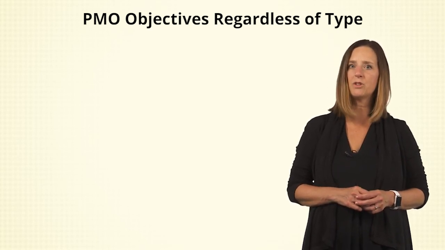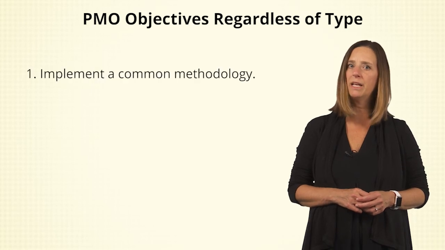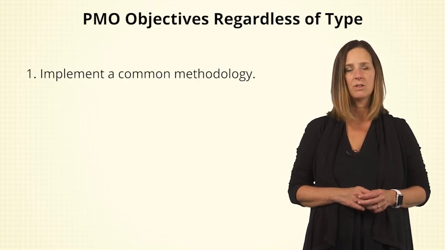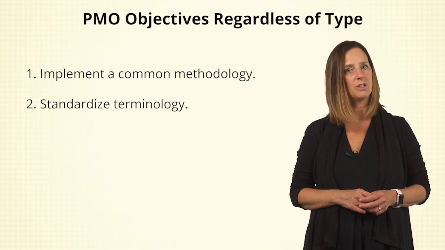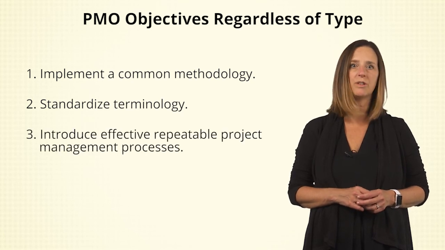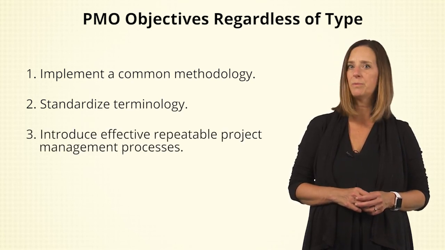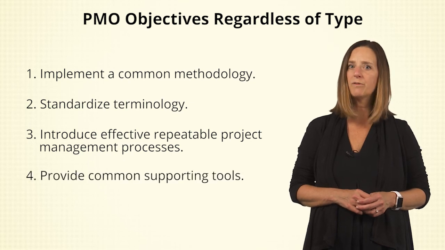But the objectives should be: 1. Implement a common methodology. 2. Standardize the terminology. 3. Introduce effective, repeatable project management processes. And 4. Provide common supporting tools. Ultimately, the objective is to improve levels of project success within the organization. Being aware of these types can help to accomplish this.